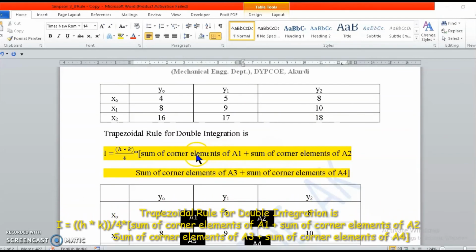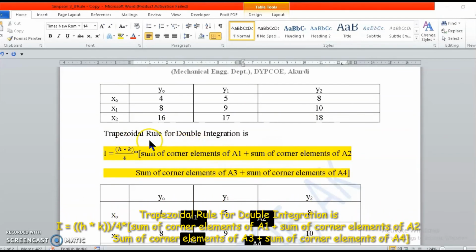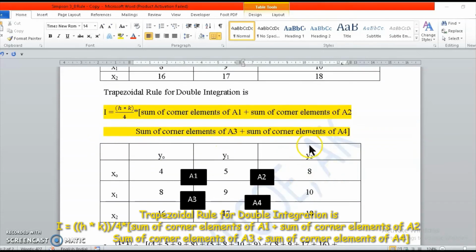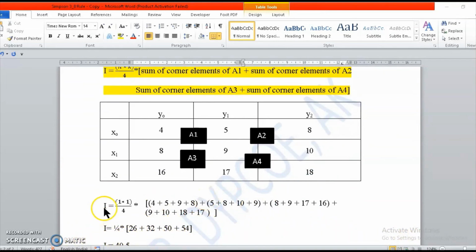Now we have to apply the trapezoidal rule here. The trapezoidal rule for double integration is I equals h into k by 4 into the sum of corner elements of A1, plus the sum of corner elements of A2, plus the sum of corner elements of A3, plus the sum of corner elements of A4. Now in this table I have shown A1, A2, A3 and A4.